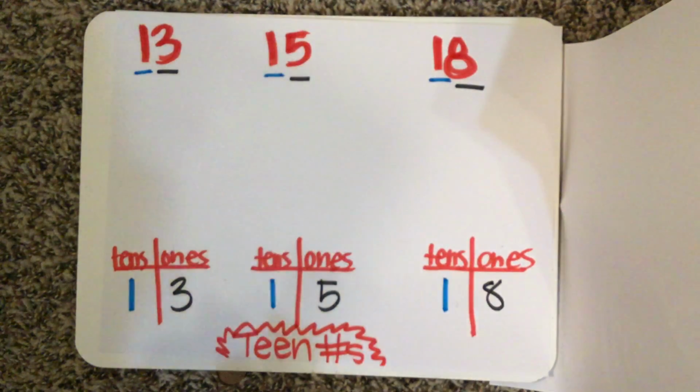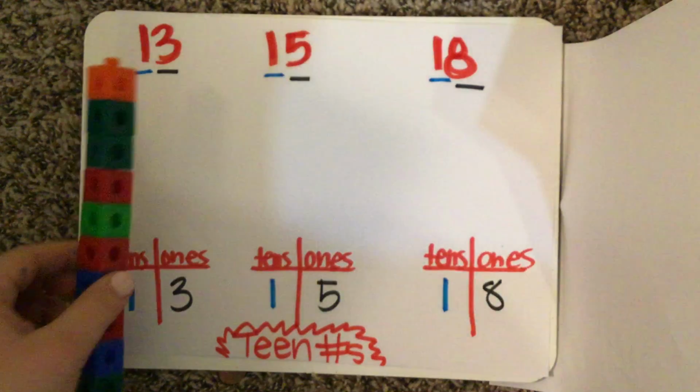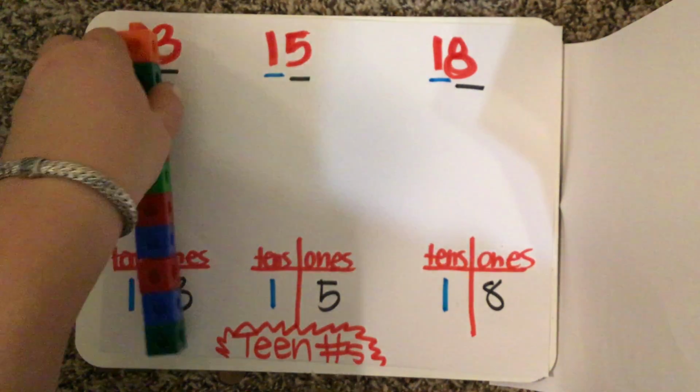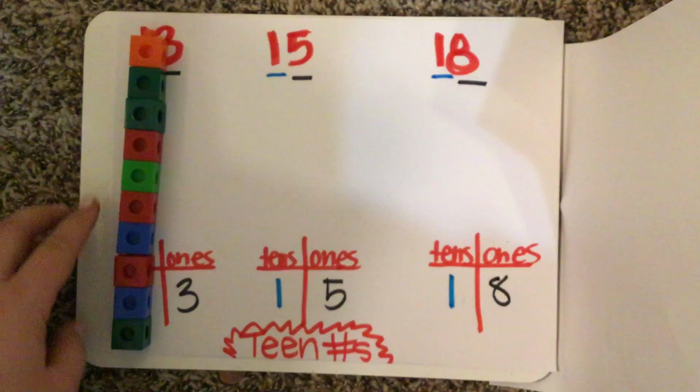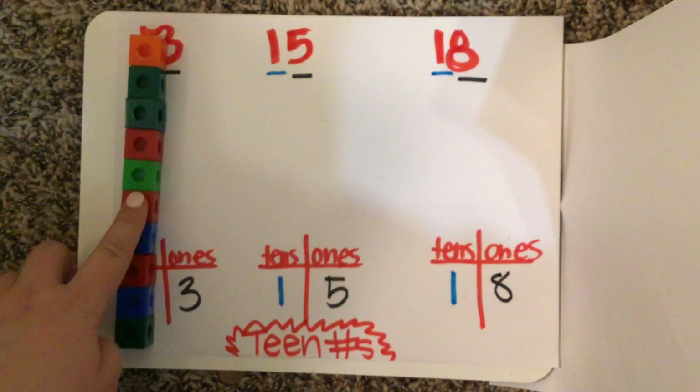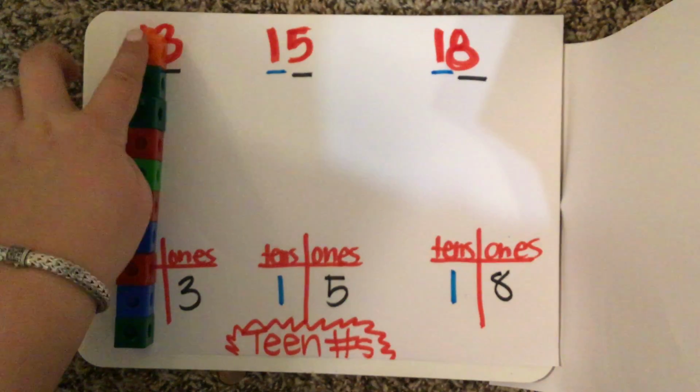So if we show the number 13, we need cubes. I'm going to use cubes today. You can also draw a picture. You can use pennies and dimes, whatever you would like to do. So I'm going to just put out my rod, and we know that 1 rod equals 10. So we have 1, 2, 3, 4, 5, 6, 7, 8, 9, 10.